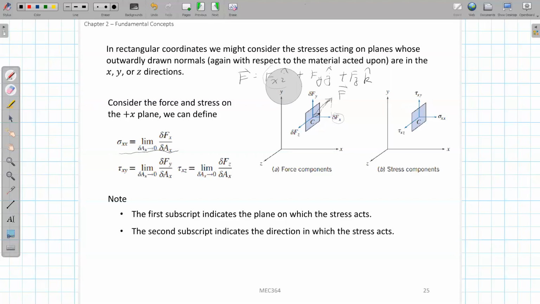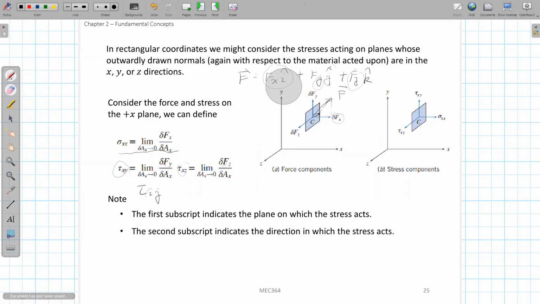In this case, this is the normal direction of this surface, and these other two will be the tangential direction components. Using this, we can define the so-called tau xy, using delta fy over delta ax. And using the other, we can define another shear stress called tau xz, defined as delta fz over delta ax.